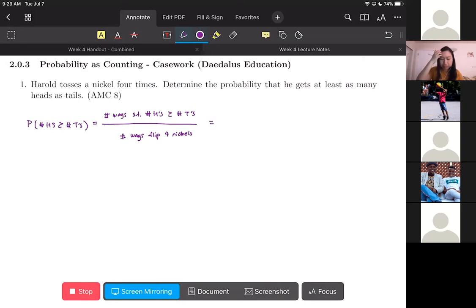So how can we count the top and the bottom? Let's start with the bottom. I think that one's a little bit easier. Any volunteers on how many ways Harold can toss 4 nickels? 2 raised to the power 4. Yeah. All right, now what about the numerator? Count the number of ways that Harold can toss a nickel 4 times, such that there are at least as many heads as tails. And there's a hint here, which is we could use casework for this. So what are the cases?